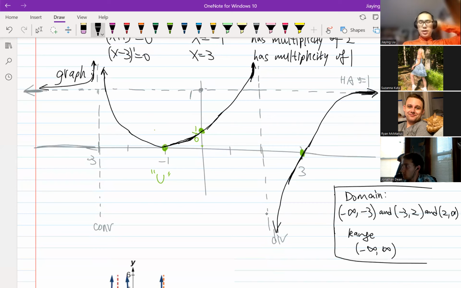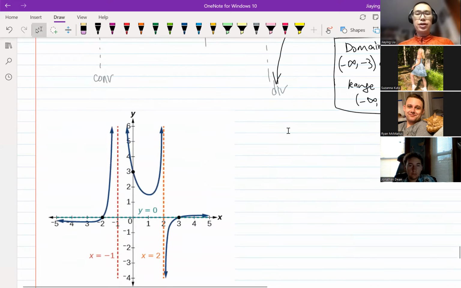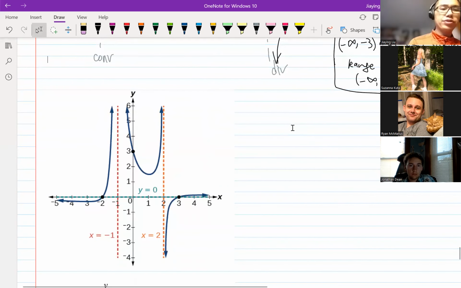Okay. Questions? All right. No questions. Let's go through these last two examples here. So the first one I have: given this graph, find a rational function.